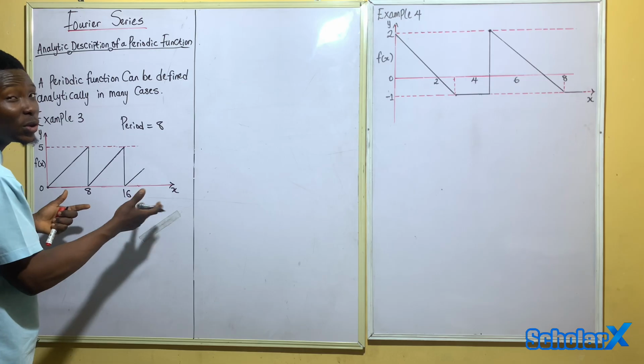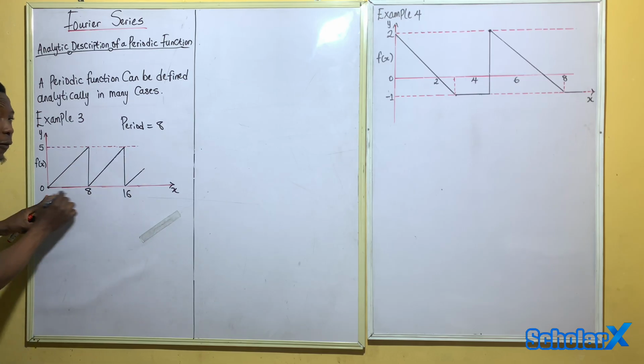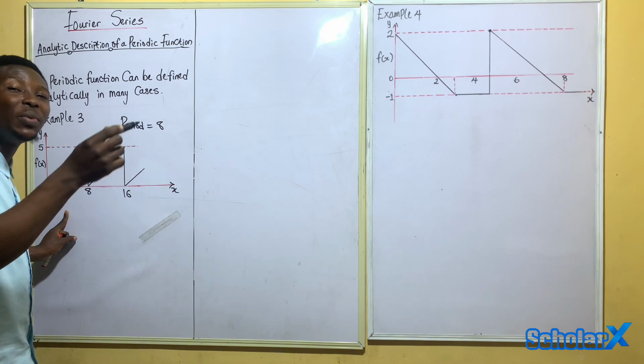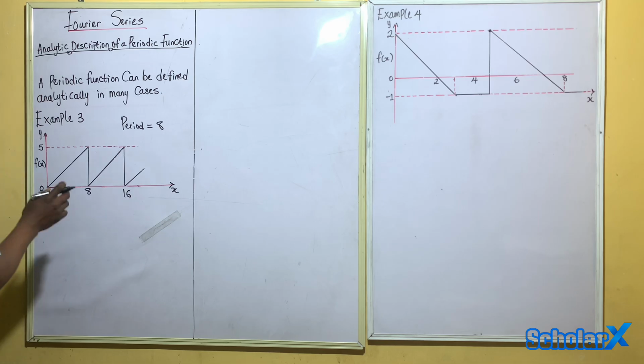Here there's no specific unit, so let's say 8 units. It takes 8 units to complete a whole full cycle, because we said a period is a complete cycle. So it means that the period is 8. That's the first thing you'll notice. Let's keep that information down.